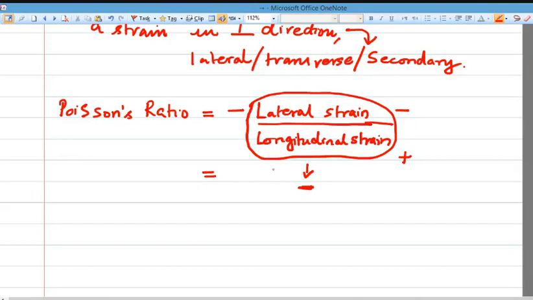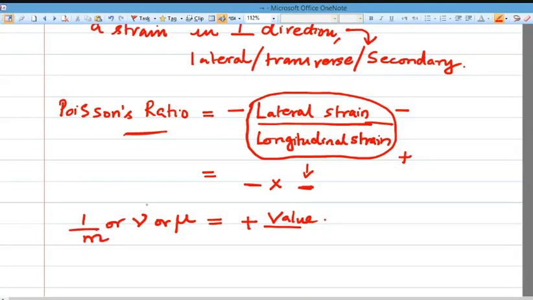So if you multiply this term with a negative sign, what happens? You'll be getting a positive term. Since it is a ratio, to get a positive quantity, I am multiplying by minus sign. So minus into minus plus, you'll be having some value. So Poisson's ratio, it is denoted by the symbol nu or mu or 1 by m. You can write Poisson's ratio as either nu or mu or 1 by m. So this Poisson's ratio for all the materials will be in the range of 0 to 0.5.